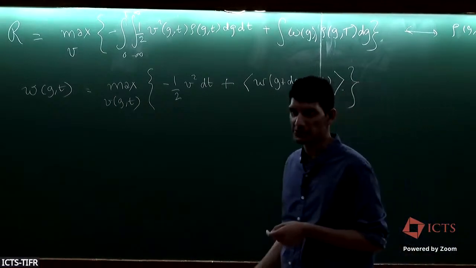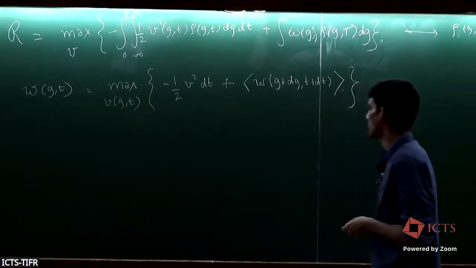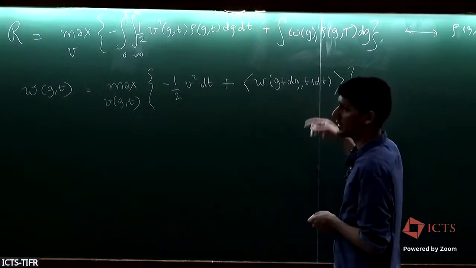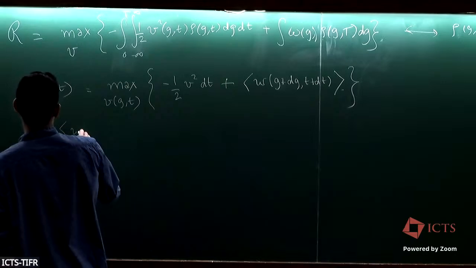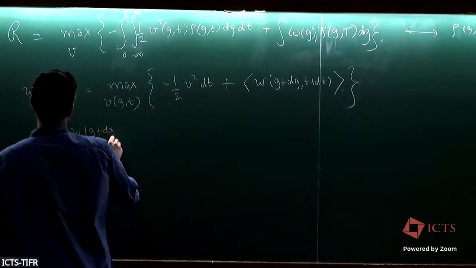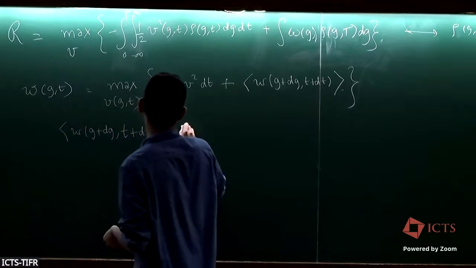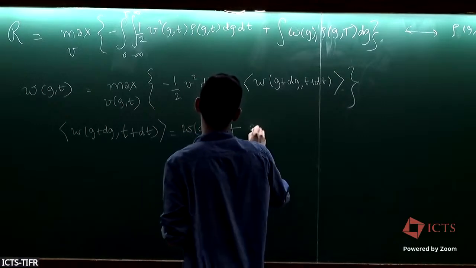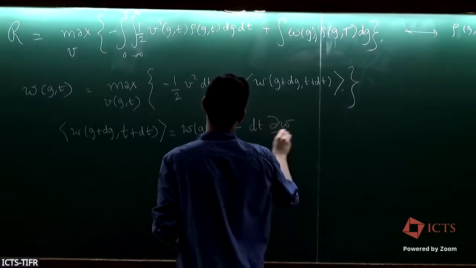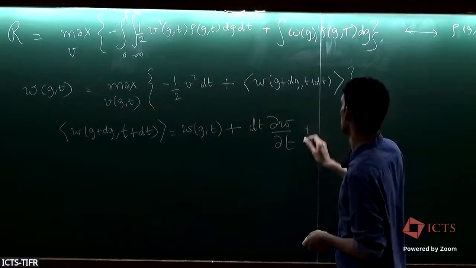It's really the Hamilton-Jacobi equation if you're familiar with that. Okay. So now if you look at this term, you can Taylor expand it. So the expected value of W at G plus dG, t plus dt is, in time and in G.